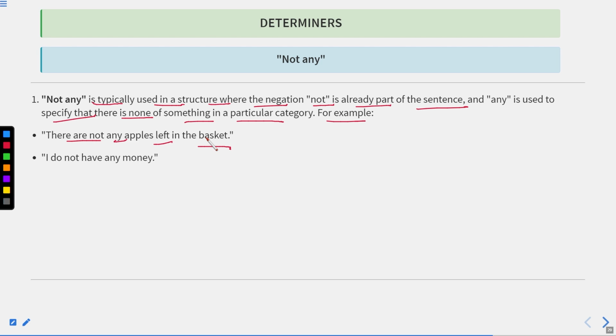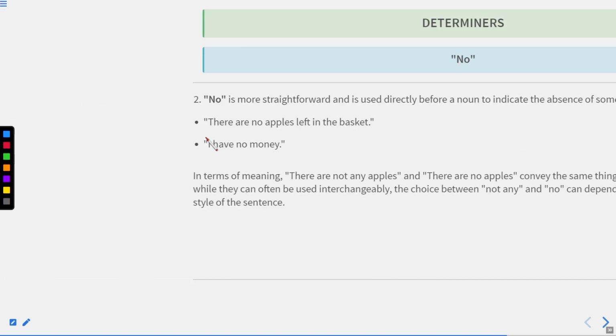It means there is no amount which is with me or which is left with me. If I say "not" already is a part of the sentence, so if I say I don't have any money, there are not any apples, it means there is not even a single number of it. Now let us move to the next one.